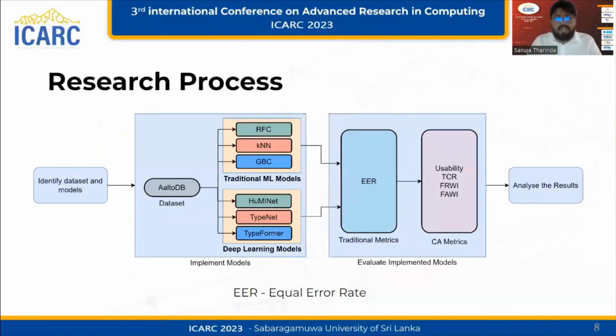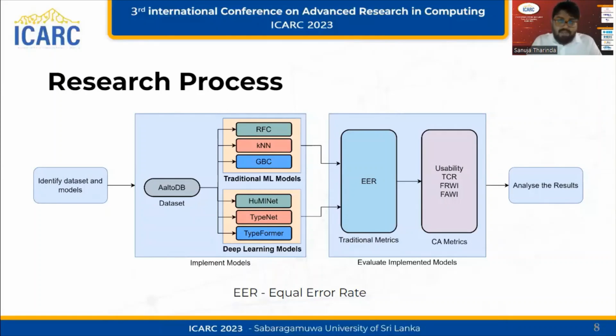Now, let's take a look at the research process we followed for this paper. First, we identified the datasets and models to be developed. We chose AltoDB as our dataset. Next, we developed 6 models. 3 of those models included deep learning approaches, and the other 3 included traditional ML methods.